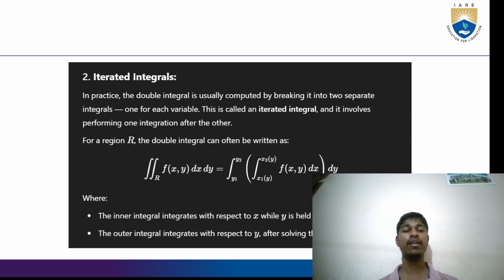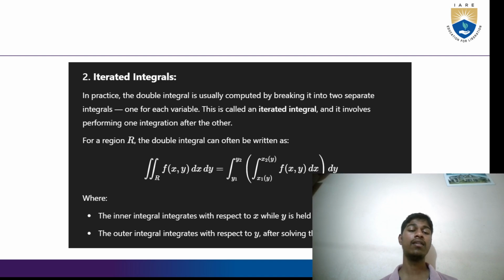2. Iterated integrals. In practice, the double integral is usually computed by breaking it into two separate integrals, one for each variable. This is called an iterated integral, and it involves performing one integration after the other.